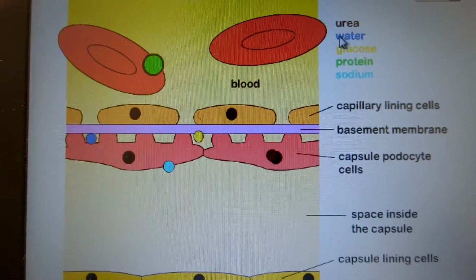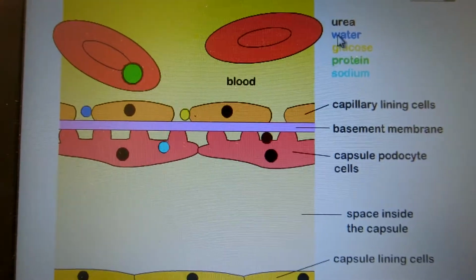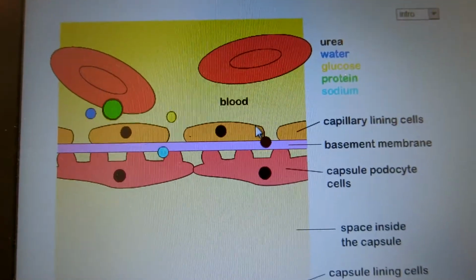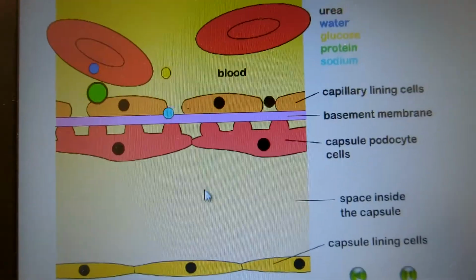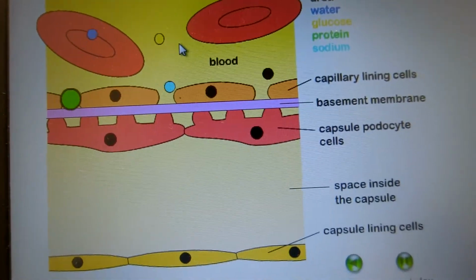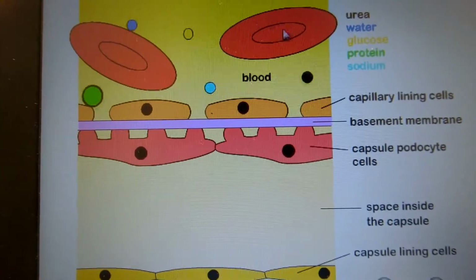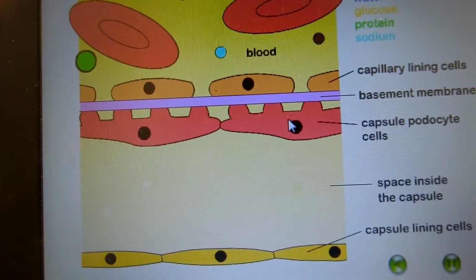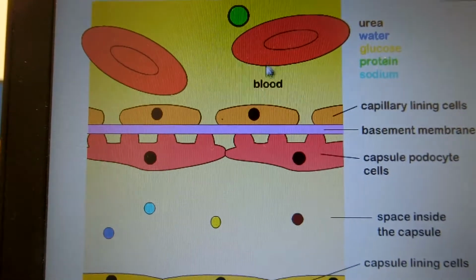Initially in your blood, you have many different kinds of molecules, like your urea, water, glucose, protein, sodium, and so on. But if you notice carefully from this animation, only some molecules can pass through from your blood into your Bowman's capsule, whereas some will remain in your blood. Specifically, your protein, the green color molecule, and your blood cells are very, very big, so they will not be able to pass through the pores in your basement membrane. They will be contained within your blood still.